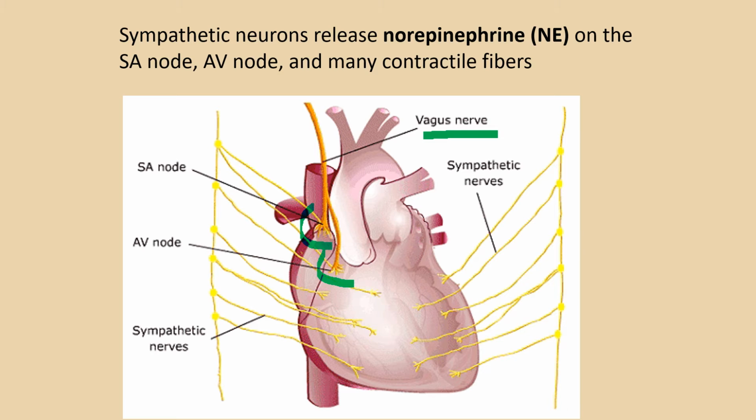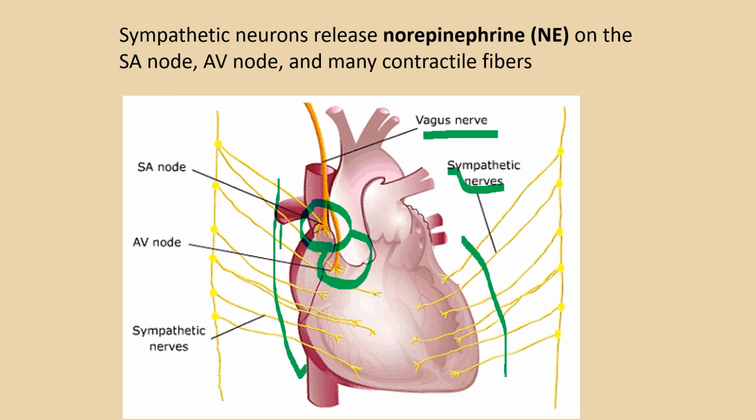In contrast, we have many, many branches of the cardiac accelerator nerves delivering sympathetic stimulation. And at all of these synapses, norepinephrine is secreted. When norepinephrine is secreted here at the SA node and at the AV node, that's going to have the effect of increasing heart rate. We'll take a look at that in a moment.